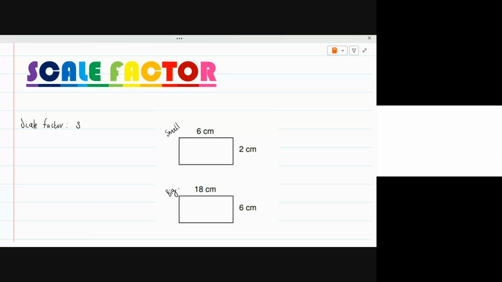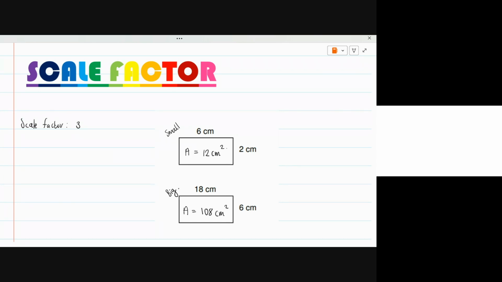However, if we were to calculate the area of this rectangle, I know that the area of a rectangle is just length times breadth. I'm going to get 6 times 2, which is 12 centimeters squared. And if I were to calculate the area of this rectangle, 18 times 6 is the same as 9 times 12, which is 108 centimeters squared.